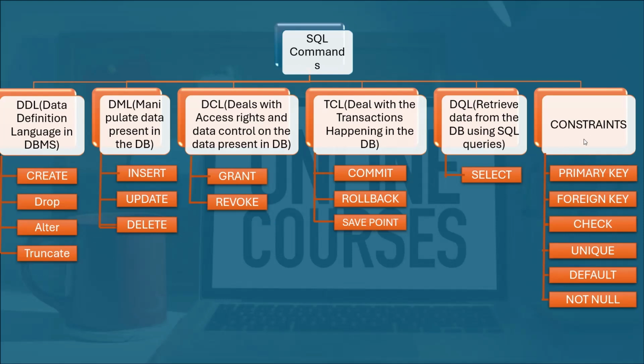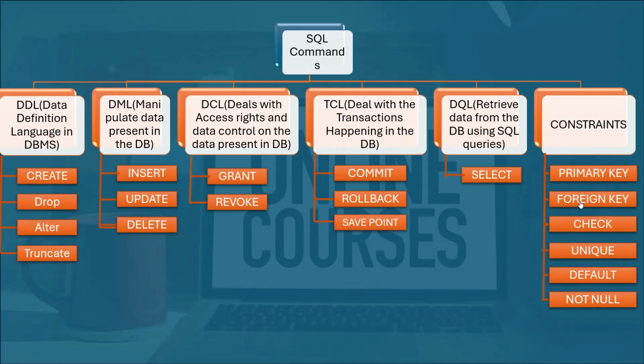Now coming to the constraints. In these constraints, we have six types: primary key, foreign key, check, unique, default, not null. We will go through one by one. So why are we using primary key? Because to maintain the unique records, where it won't allow any null values, then better to use primary key.